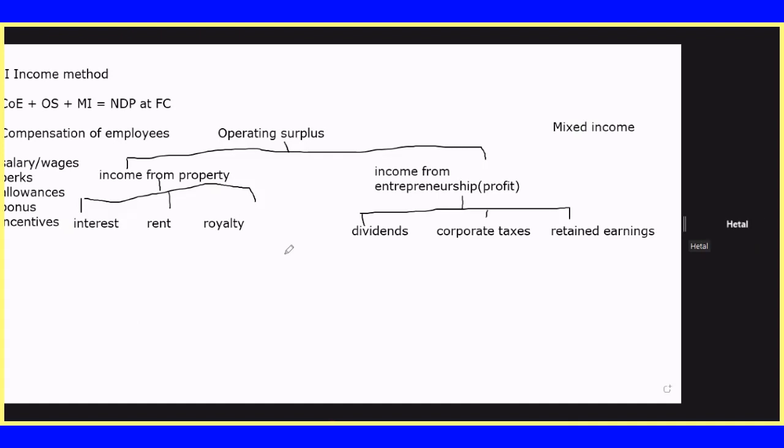MI is mixed income. What does mixed income mean, ma'am? When you cannot distinguish or include any extra income in the first two categories, you take that income and put it in the mixed income category.